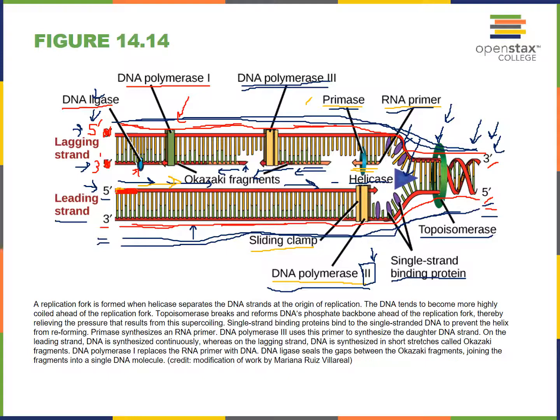And that will eventually make between primase, DNA polymerase 3, DNA polymerase 1, and DNA ligase. Eventually the lagging strand will appear continuous like the leading strand. And these forks move at 1,000 base pairs per second, or 1,000 nucleotides per second. So this whole process happens very quickly.